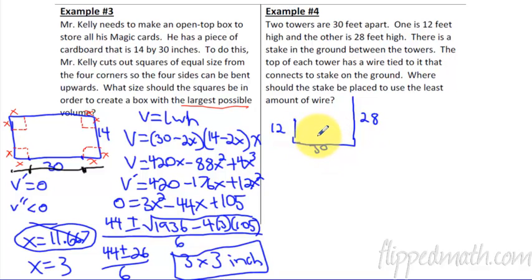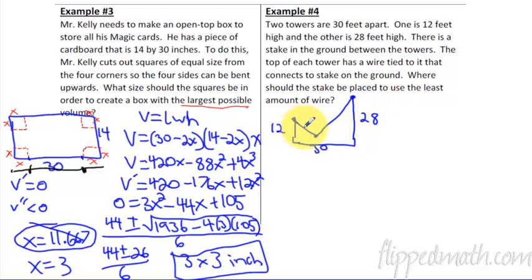So somewhere along the way, I'm just going to put a little dot here. This represents a stake, and we've got wires from the top of this tower to that stake, and from the top of this tower to this stake here. So where should the stake be placed to use the least amount of wire?